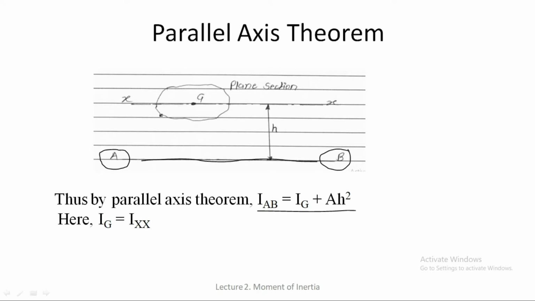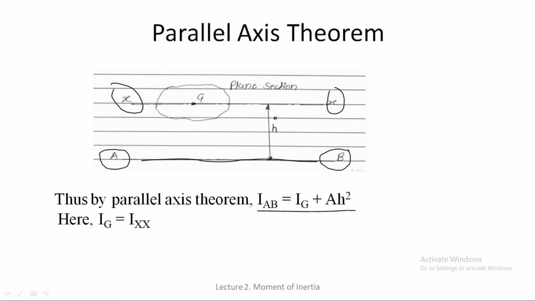What is I_G? I_G is the moment of inertia about the axis passing through the centroid. If G is the centroid, the axis passing through G is axis XX, as you can see over here, this X and this X. The axis joining these two X is our I_G or I_XX. What is A? A is the area of this section and h is the distance between the two axes.